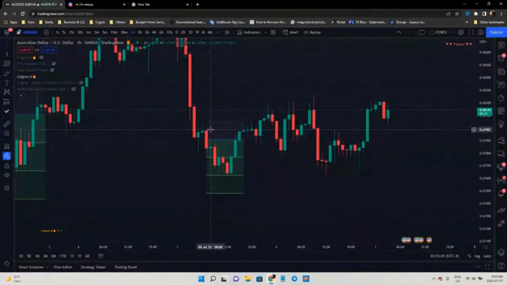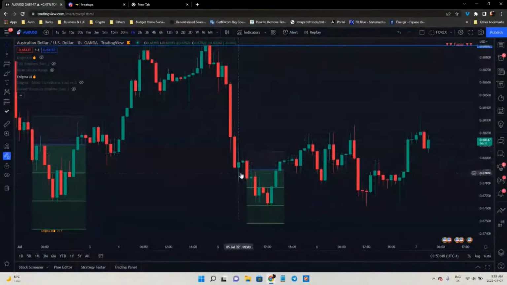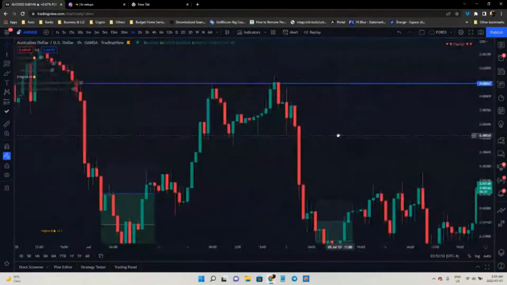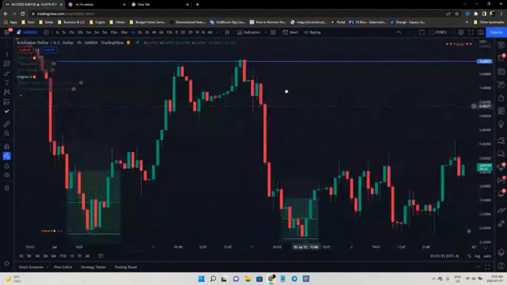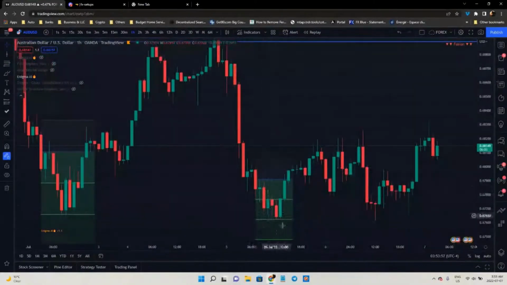Odd USD. Same thing. So that was a good setup to take, but the optimal entry was higher here, but it still gave you a move here with TP2.